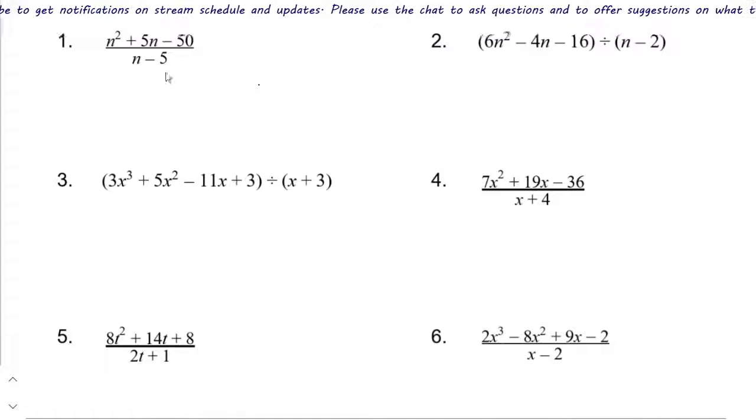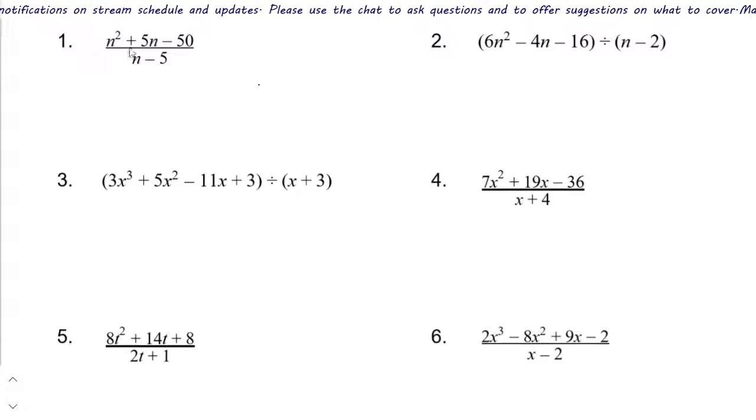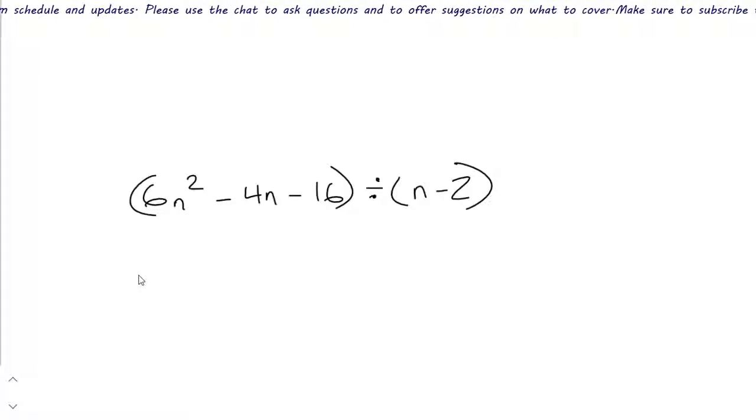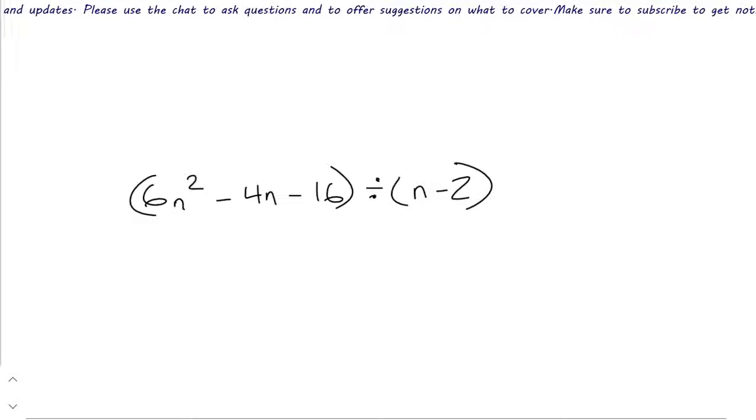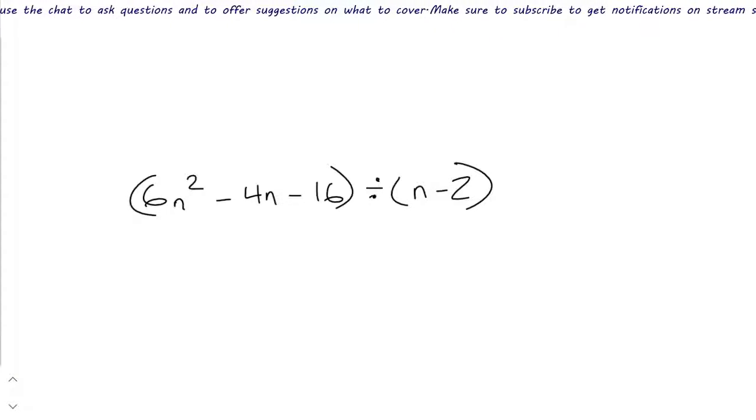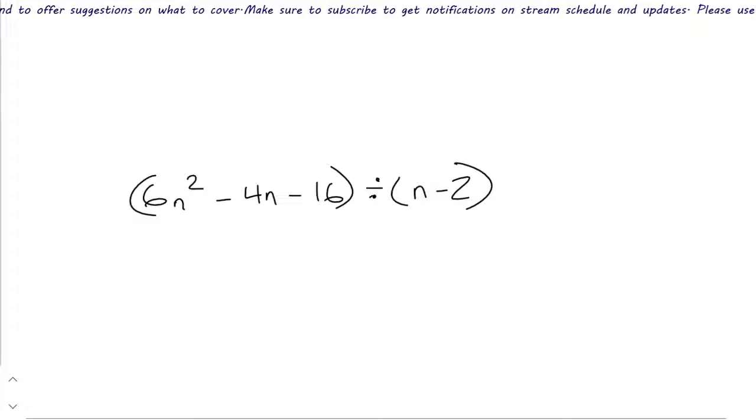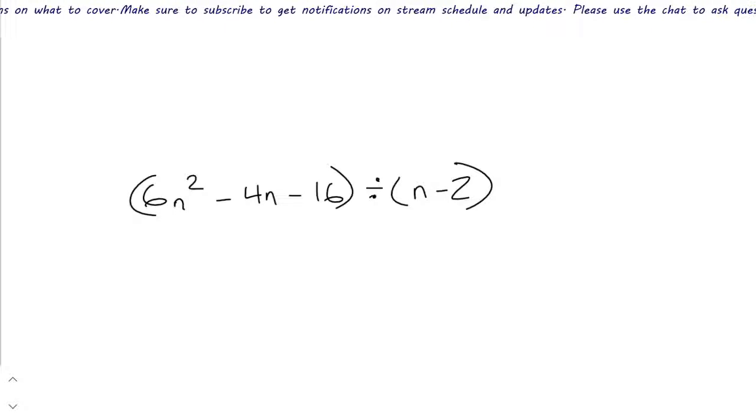So I'm going to start with number 1, with n squared plus 5n minus 50 divided by n minus 5. And I've already got written down at least the first 6. So if you wanted to set this up, we're going to write it out like this. n squared plus 5n minus 50.